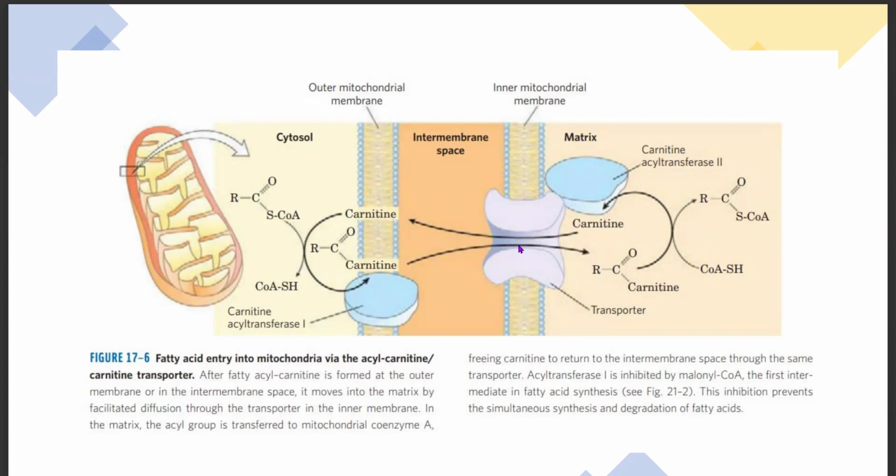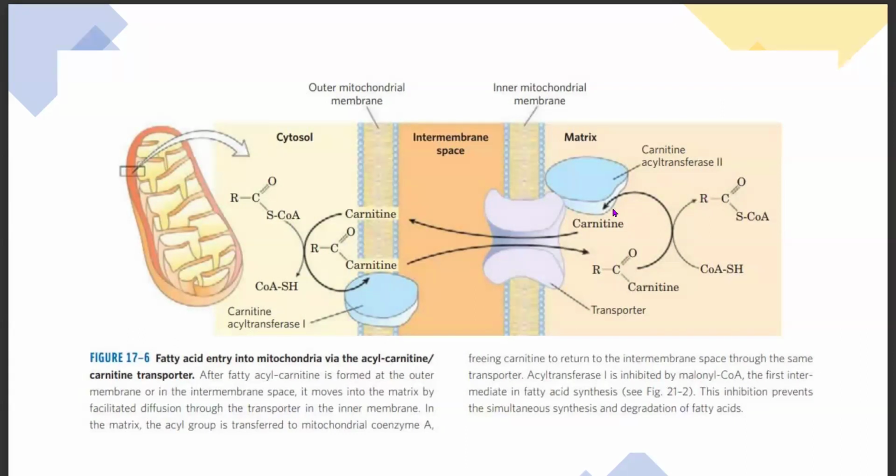The fatty acyl carnitine ester then enters the matrix by facilitated diffusion through the carnitine transporter of the inner mitochondrial membrane. In the third and final step of the carnitine shuttle, the fatty acyl group is enzymatically transferred from carnitine to intramitochondrial coenzyme A by carnitine acyltransferase 2. This isozyme is located on the inner face of the inner mitochondrial membrane. It regenerates fatty acyl-CoA and releases it along with free carnitine.